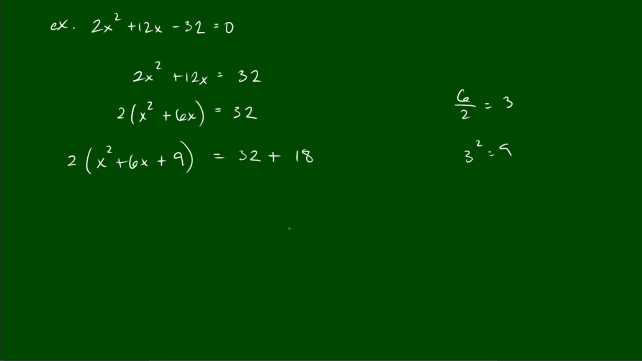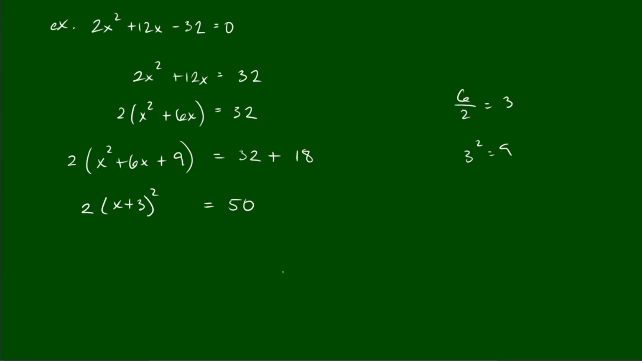Now you have a perfect square trinomial. On the left side, you're going to factor that, and you can do that mentally. You get two numbers that add up to 6, and those same two numbers have to multiply to 9. Right away you can think of 3 and 3. So you're going to have (x plus 3) squared, and that's going to equal 32 plus 18, which is 50.